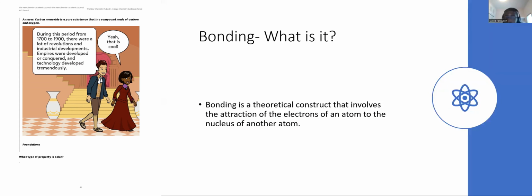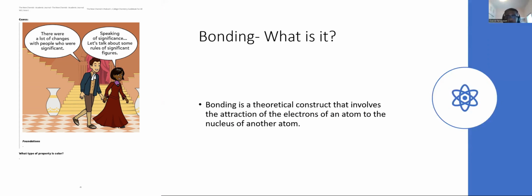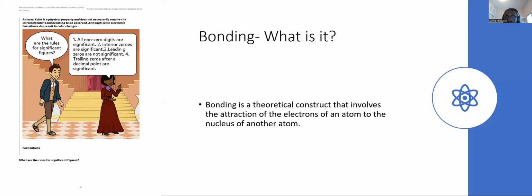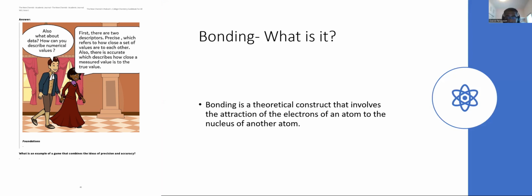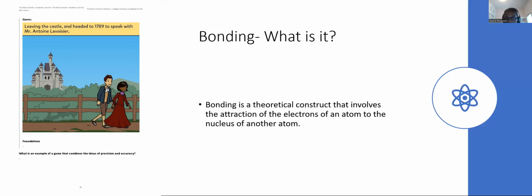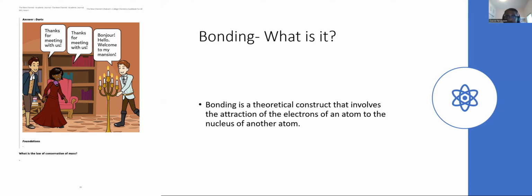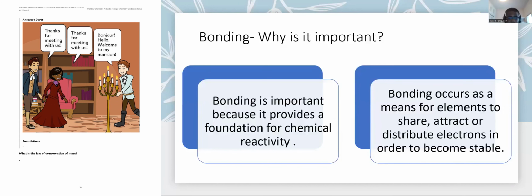Bonding is a theoretical construct that involves the attraction of the electrons of an atom to the nucleus of another atom. The reason we use the phrase theoretical construct is, as we've discussed earlier with Heisenberg uncertainty, you can't really say electrons are in a specific position the entire time for the existence of an element, a molecule, or a compound. But it gives us an idea of understanding how things are attracted and how things react. So that's why we describe it as a theoretical construct.